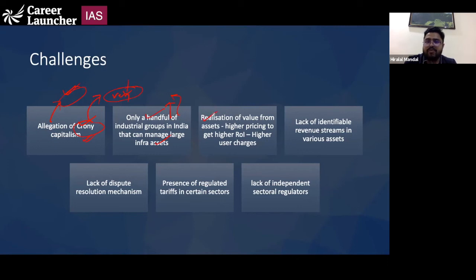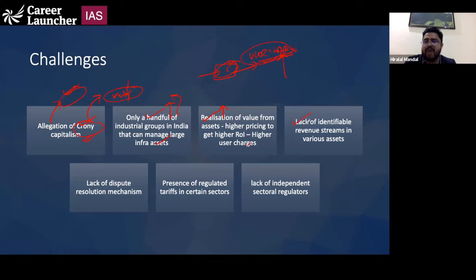Further, realization of value from the assets is an important criticism made against these projects. What happens when a project is allocated to a private sector? The private sector would want to get maximum revenue from these assets, and for that, it may increase the user charges. As a result, the people will have to pay more money for such projects, and this may hurt the people. That is what is visualized under this program.